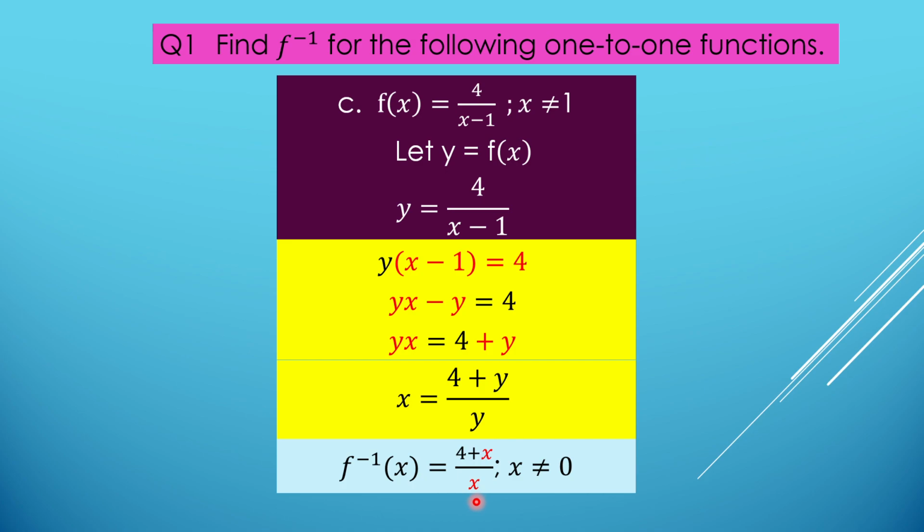So the final answer, the inverse of f, is 4 plus x over x. x not equals to 0. That will be the remark.